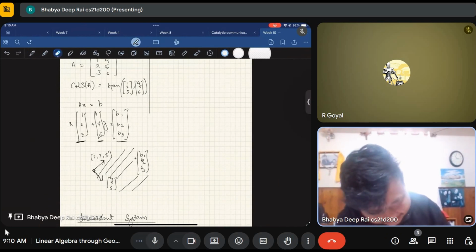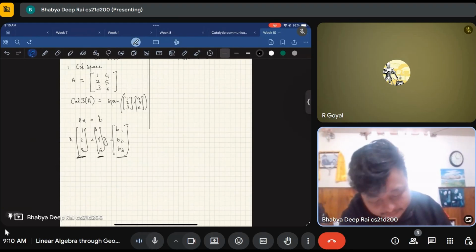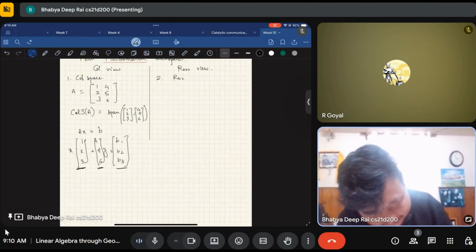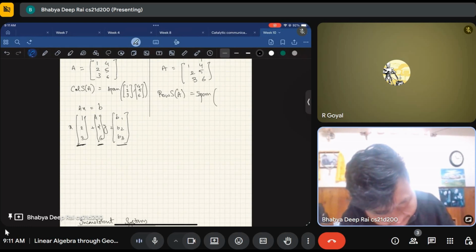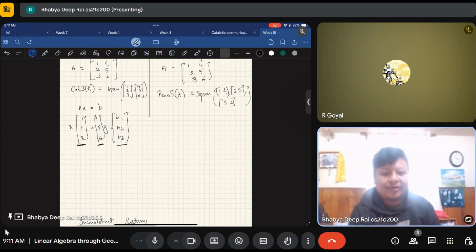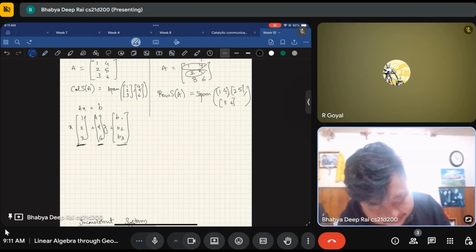So that is the interpretation of column space. The equivalent row view is the row space. Again, let's say I have A equals 1, 4, 2, 5, 3, 6. Now what I'm talking about is that the row space of A is the span of the vectors 1, 4, 2, 5, 3, 6, in other words, the rows.